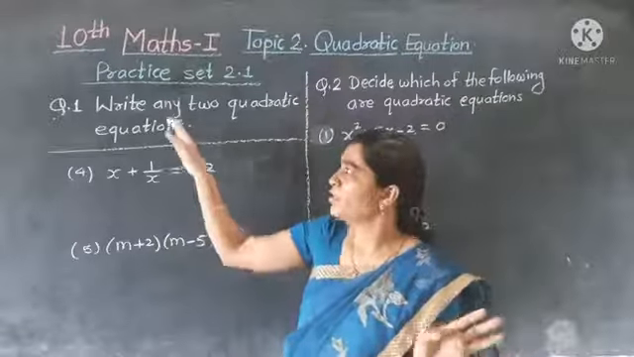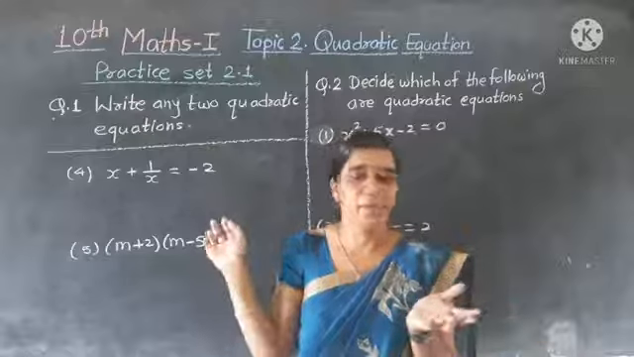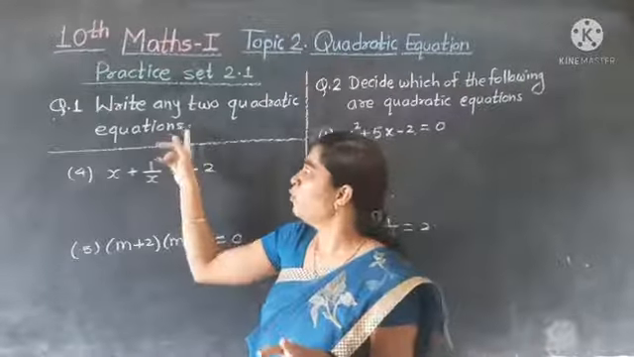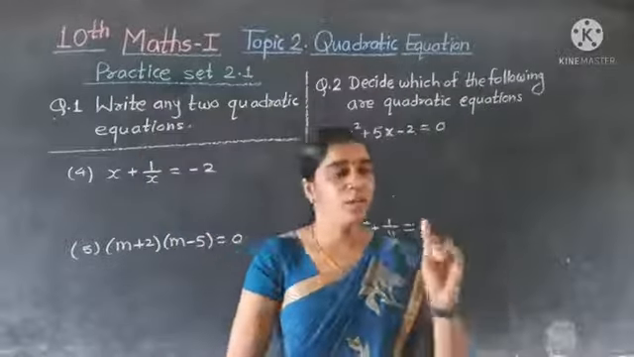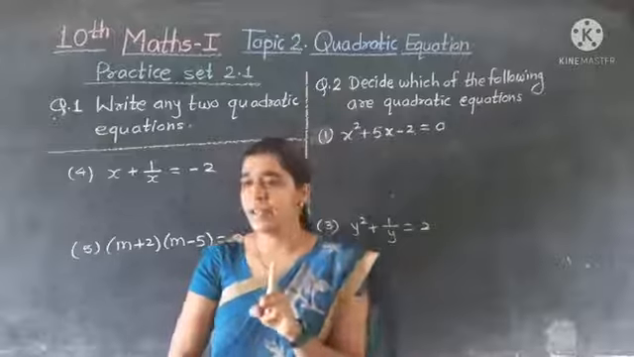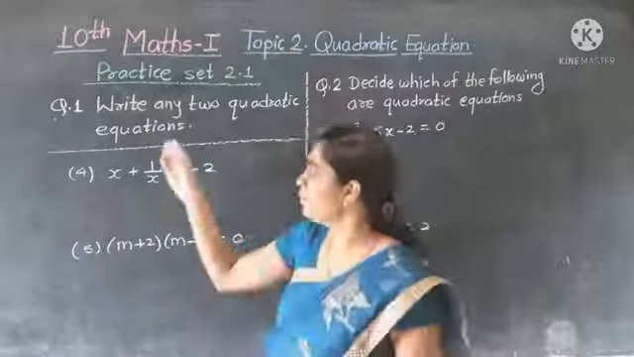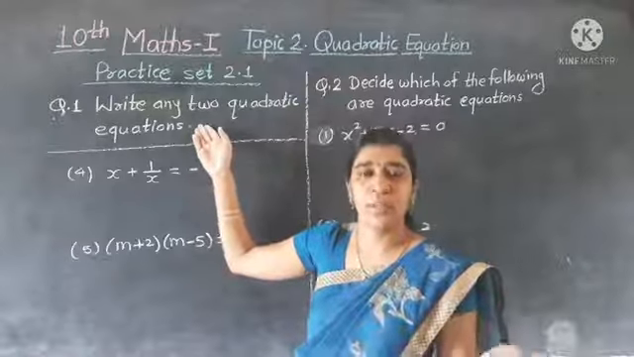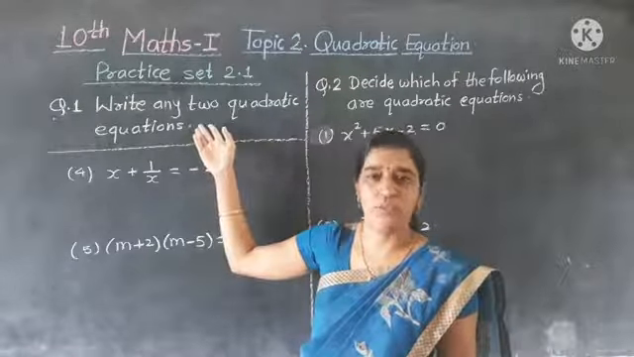Okay, some students take any variable from a, b, c to x, y, z, any letter, and you form the quadratic equation. You remember only one thing, that you take only one variable and the highest power is 2. You form it yourself. x square plus 5x plus 3 is equal to 0. m square minus 5m minus 2 is equal to 0.